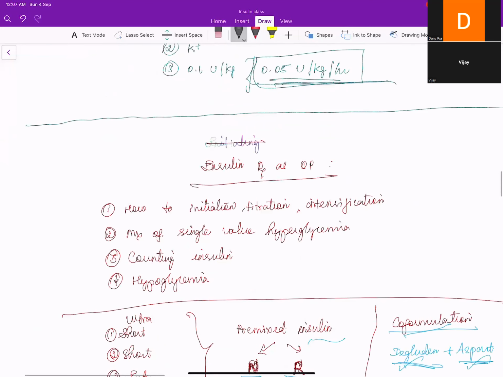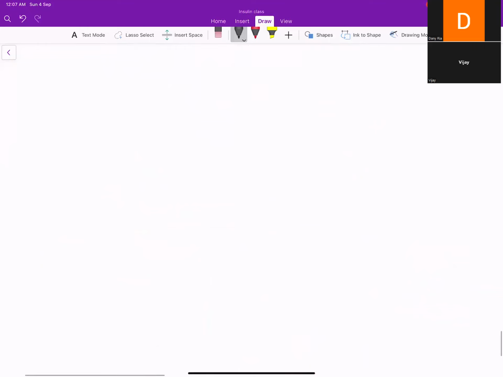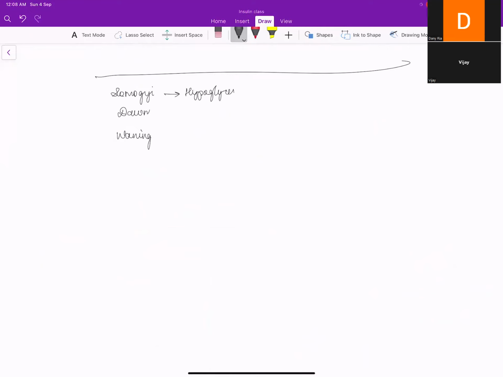Special situation, hypoglycemia, the last one. You know the three effects, no? Somogyi phenomenon, dawn phenomenon, and waning effect. What is waning effect? Somogyi is hypoglycemia-induced hyperglycemia. All these are causes for early morning hyperglycemia.